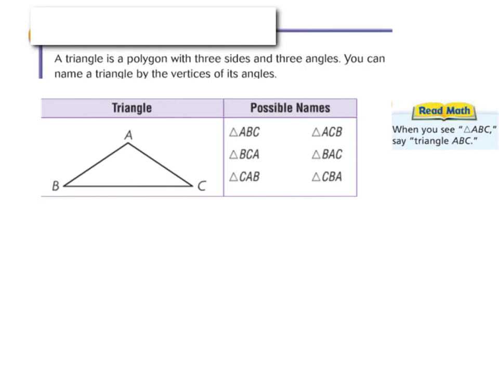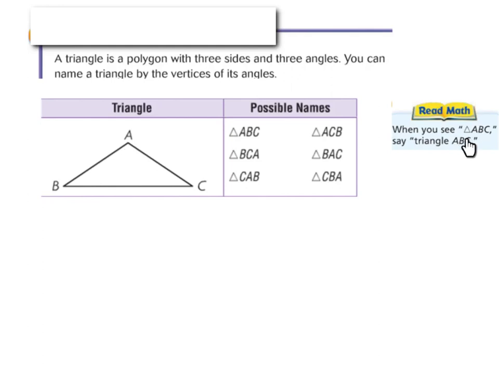A triangle is a polygon with 3 sides and 3 different angles. You can name a triangle by the vertices of its angles. For example, there are 6 possible names that you can name this triangle. You could call it triangle ABC, or BCA, or CAB, or ACB, or BAC, or CBA.